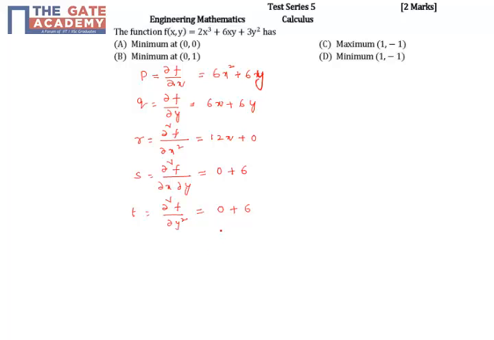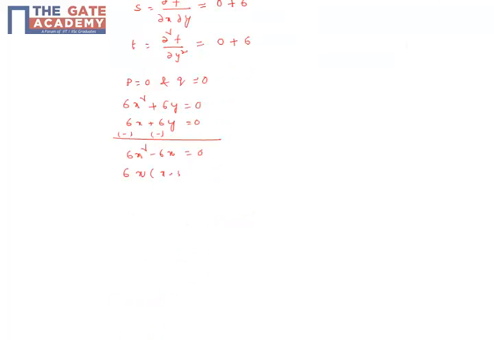So after this, in order to get the stationary points, the condition is you have to make p equal to 0 and q equal to 0. So that means 6x square plus 6y equal to 0 and 6x plus 6y equal to 0. If we solve this, I'll get 6x square minus 6x, 6x I'll take common, x minus 1 equal to 0. That means x equal to 0 or 1.